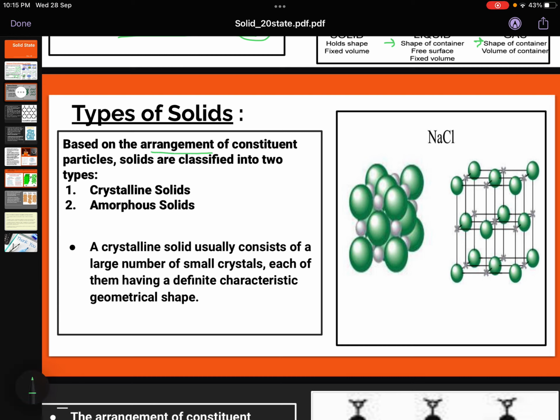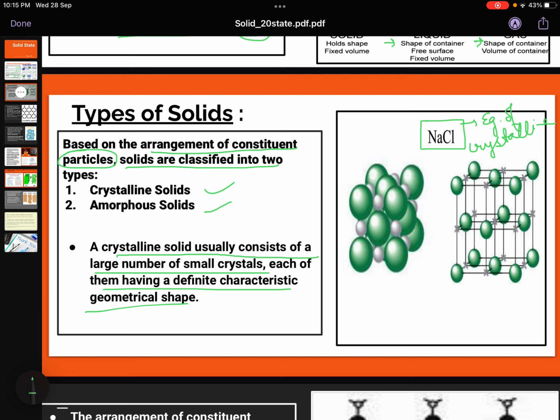Now, based on the arrangement of constituent particles, solids are classified into two types. First one is the crystalline solid, second one is the amorphous solid. So how our constituent particles are arranged will differentiate between crystalline solids and amorphous solids, okay? Now the first point is a crystalline solid usually consists of a large number of small crystals, each of them having a definite characteristic geometrical shape. Means a crystalline solid has a definite geometrical shape, okay? NaCl is an example of a crystalline solid.